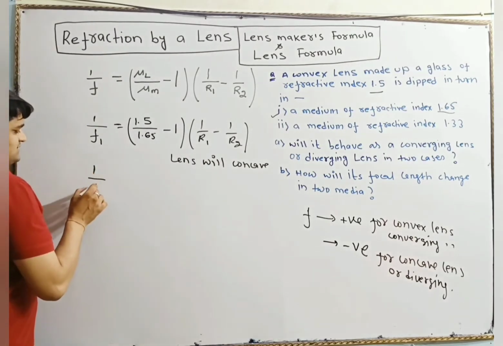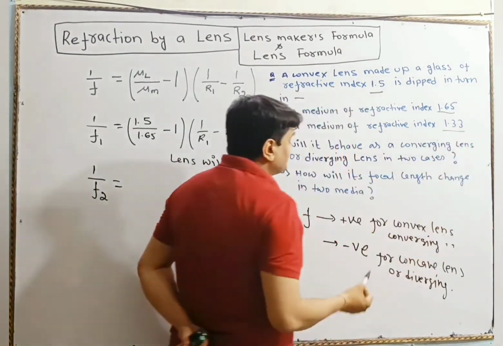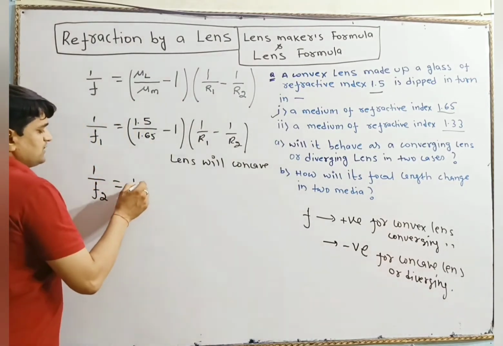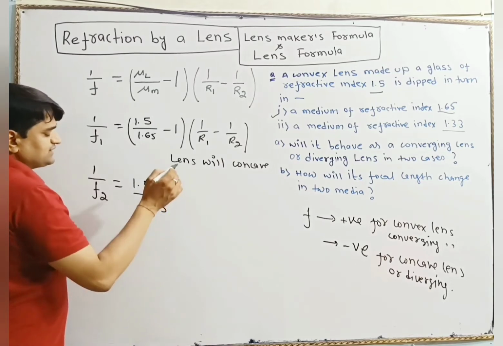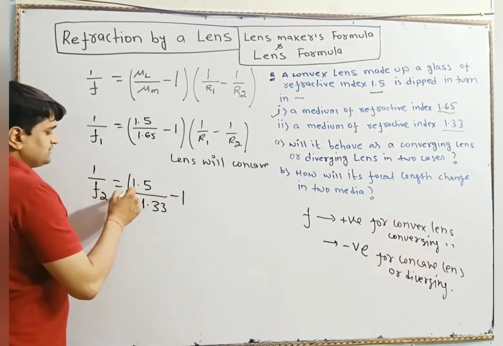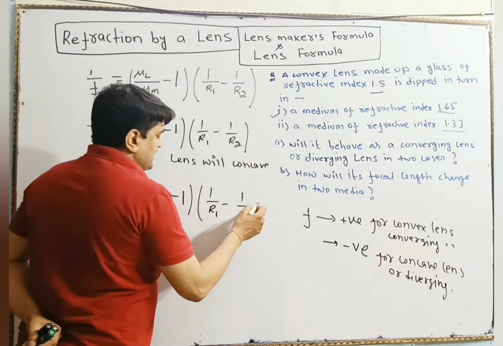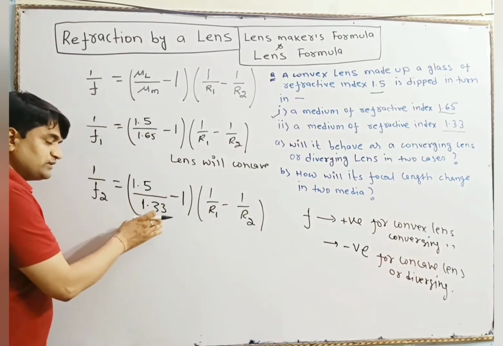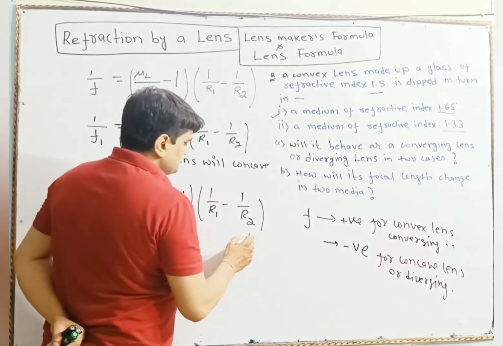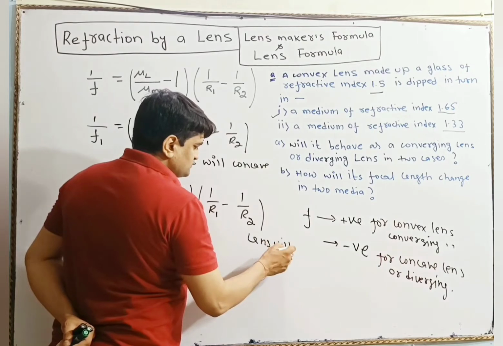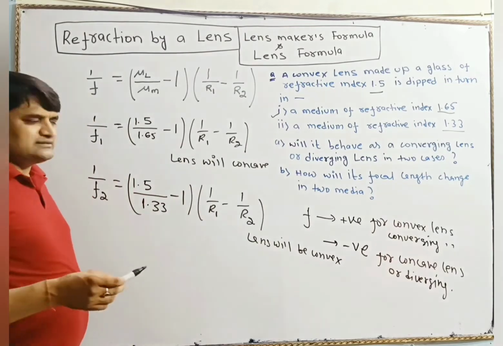In the second case, the refractive index of the medium is 1.33. The refractive index of the lens is 1.5, so 1 upon f2 equal to (1.5 upon 1.33 minus 1) times (1 upon R1 minus 1 upon R2). Now this ratio 1.5 upon 1.33 is greater than 1, so f2 will be positive, so the lens will be convex or converging. Okay, simple question.